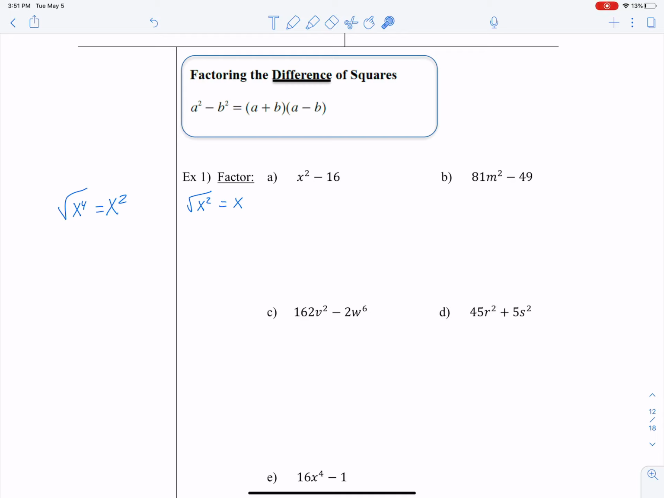All right, so we have the square root of x squared, that's x, and then we have the square root of 16, because that's our second number, and that's going to be 4, okay? So then we set this up. We have two brackets. We're going to put x and 4 in both of them, our two things that we square rooted. In one of them, we're going to have a plus sign, and in the other one, a negative sign. Just like here, one is plus, one is negative, okay? And that's how we factor these, and that's the final answer.